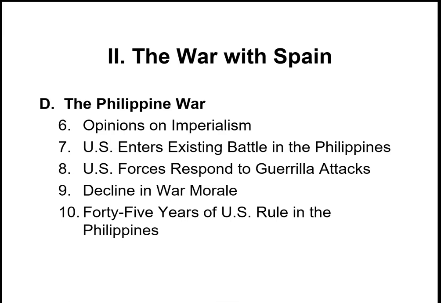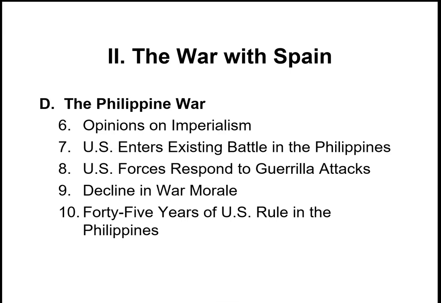As in Cuba, the United States entered an existing battle in the Philippines and was initially treated as a liberating force, but as soon as U.S. forces began to resemble a conquering army, the Filipinos realized, oh my goodness, they're not here to help, they're here to take over. That's when Filipino forces led by Emilio Aguinaldo began to fight back. U.S. forces responded to Filipino guerrilla tactics with racism and engaged in atrocities against Filipino troops and civilians, killing around 200,000 Filipino civilians between 1899 and 1902.